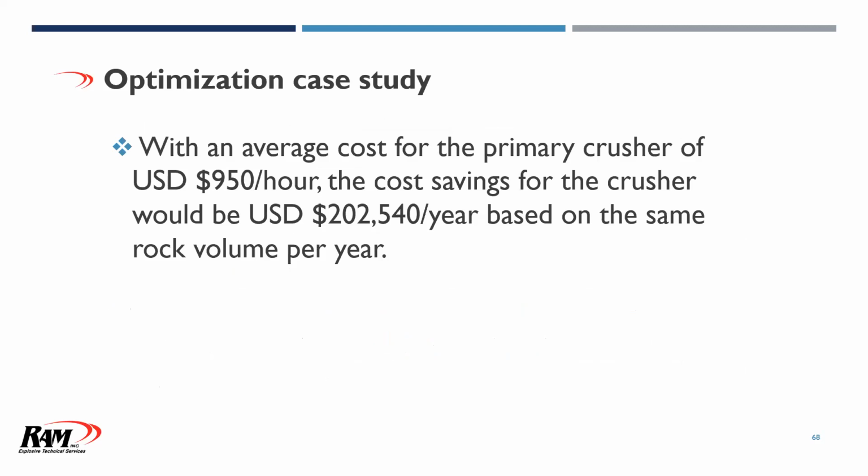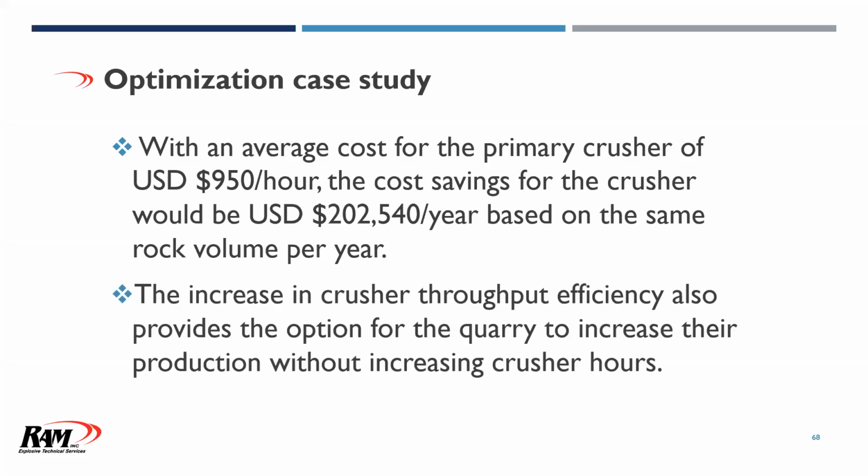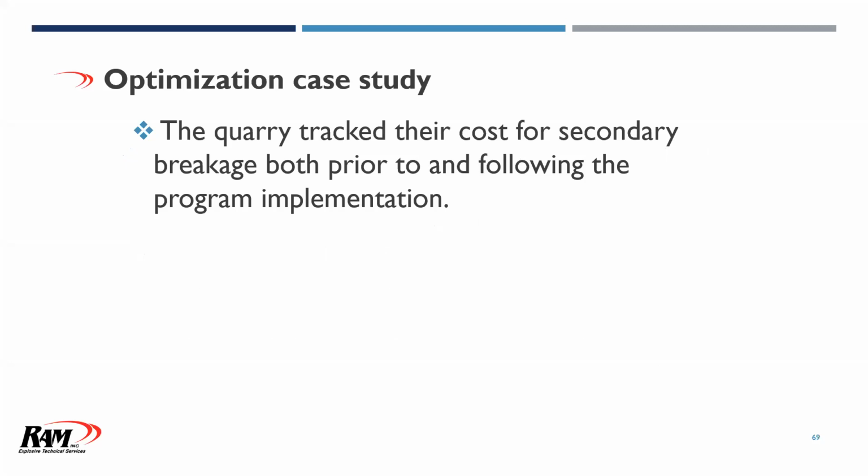performance change for them, not only in the field and fragmentation wise, but when you start to look at the dollars, with an average cost on the primary, they assigned a $950 per hour cost on that crusher. That savings would relate to about $1,000+ per year. So that was a significant improvement increase there.